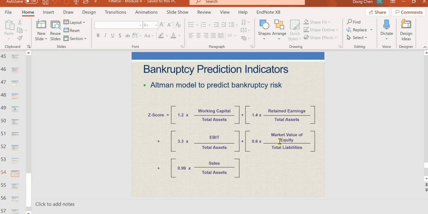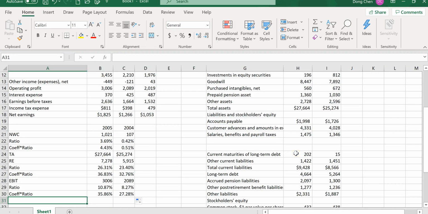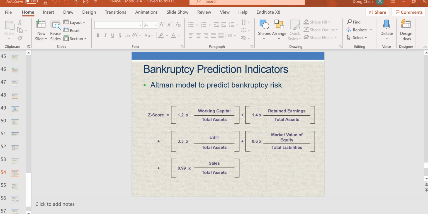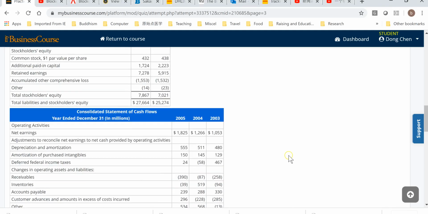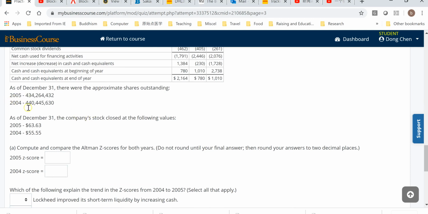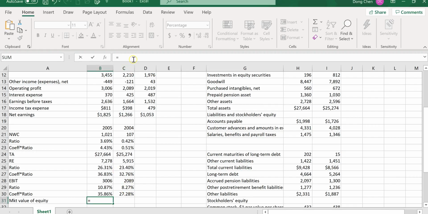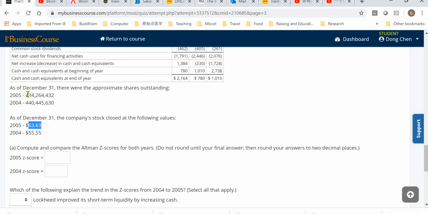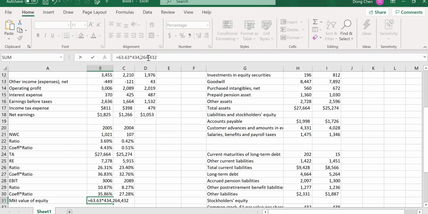And just go on. The next one is market value of equity. That's when we need the share price and number of shares outstanding. So we can go back to the setup and find the share price. That's 63.63. So just copy that number here and then multiply by the shares outstanding, which is here, the 2005 number. And then I guess we need to get rid of this comma. If you don't, it's still okay. Excel will automatically get rid of those commas.